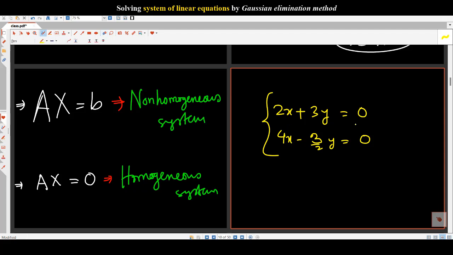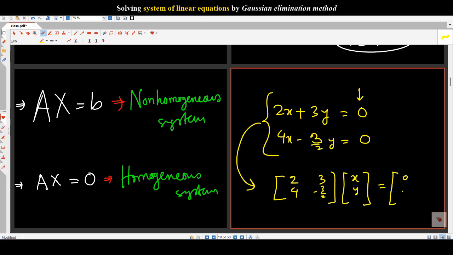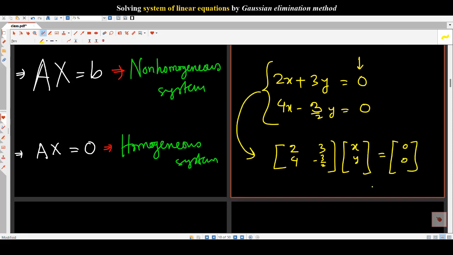So since the right side values are 0, this is a homogeneous system. So if we try to write this system in compact form, then we can write it this way. That is 2, 3, 4, minus 3 by 2, times how many variables do we have? X and y equals 0, 0. So that means whatever we have here, the system is converted to matrix form.